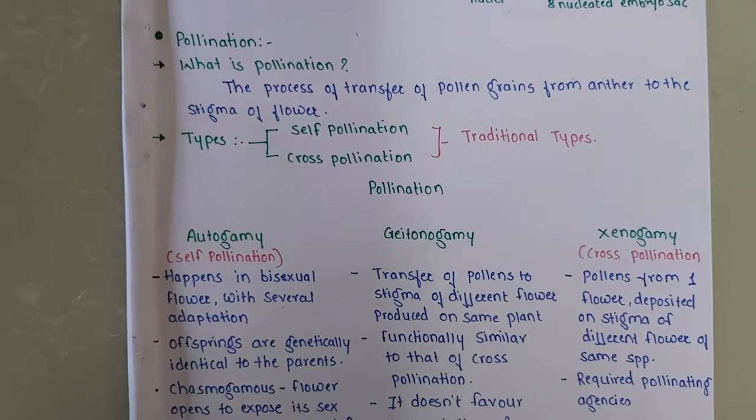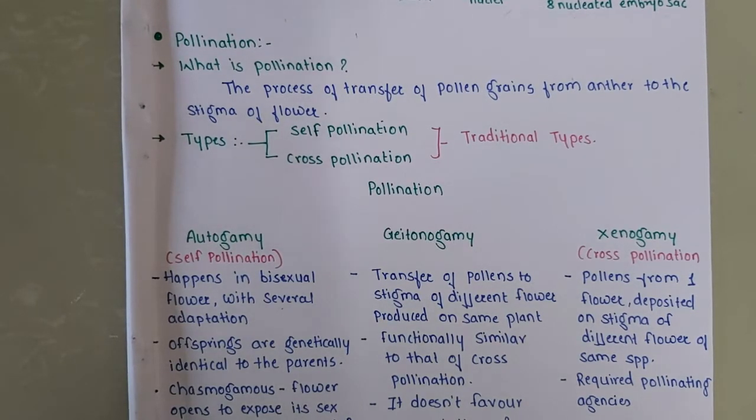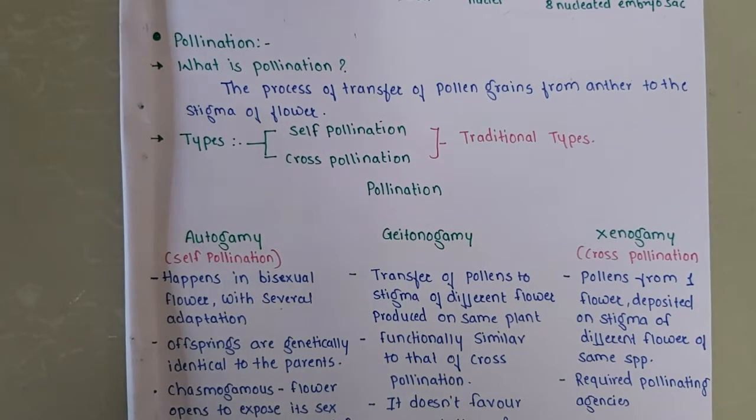What actually is pollination? It is the process of transfer of pollen grains from the anther to the stigma of a flower. This is the definition of pollination. In the traditional way, pollination is of two types, that is self pollination and cross pollination.